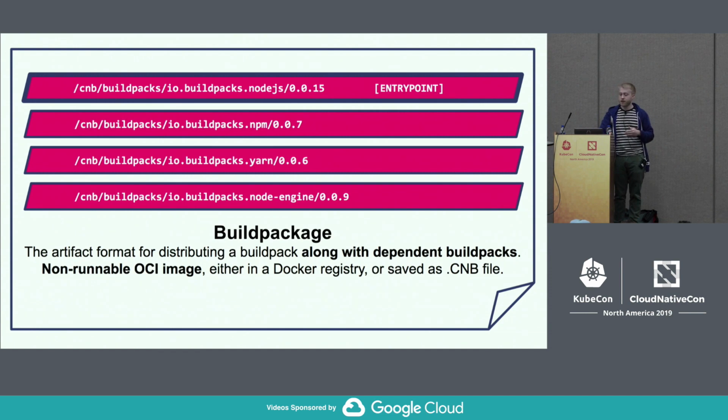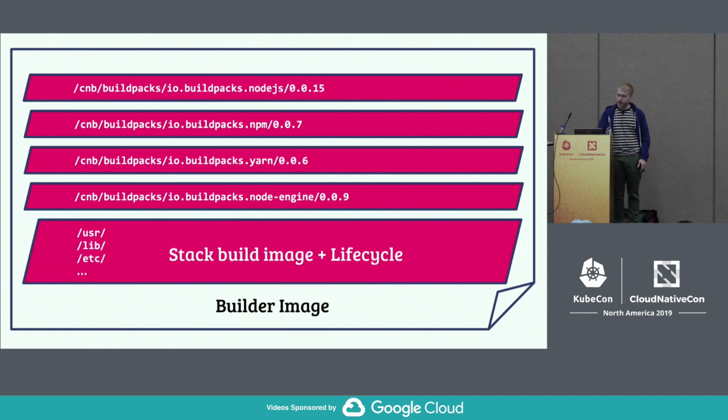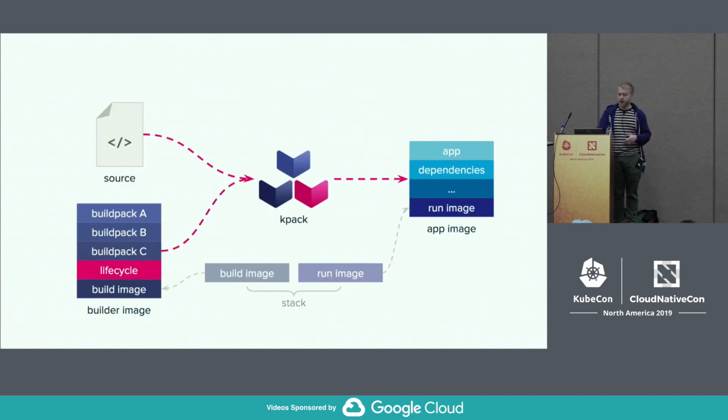And a build package lets us take all those build packs as layers, package it up in an OCI image that you can either push to a Docker registry or save as a .cnb file. That's the artifact format. It's like a fully self-contained build pack. And if you take that build package and put it on a build image with a lifecycle, you get a builder. And so that's what that builder image looks like. And then if you take the builder and you run it in a platform with the source code, like KPack, you get an app image out the other side.